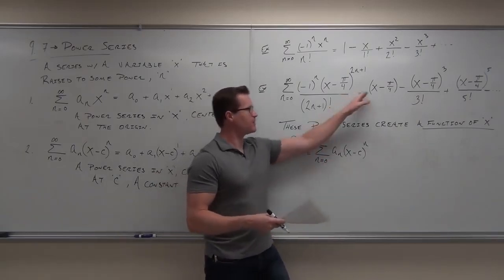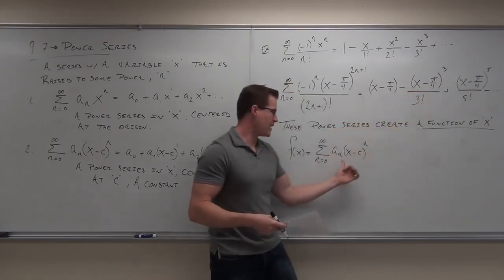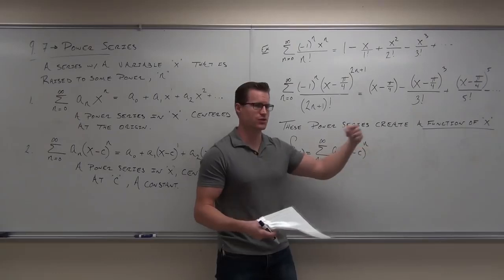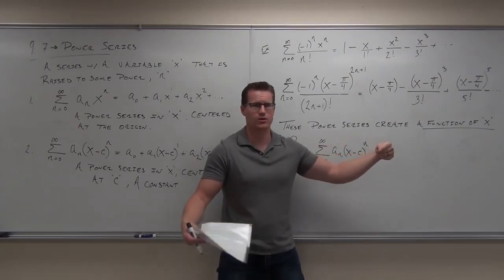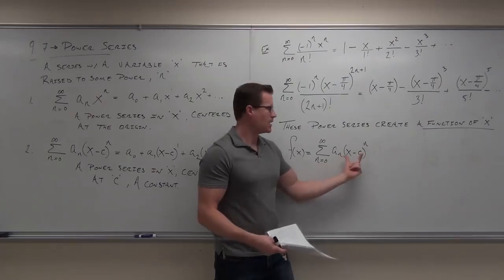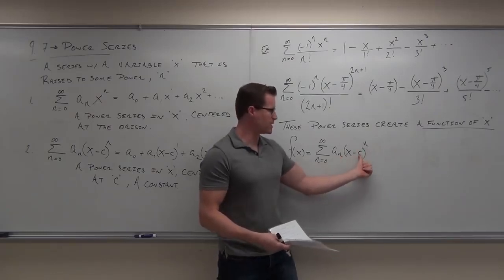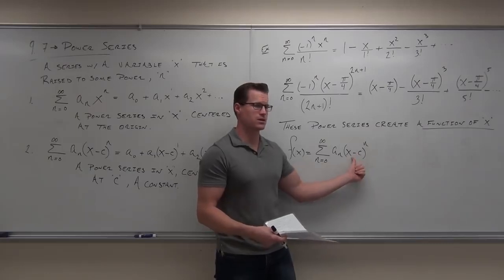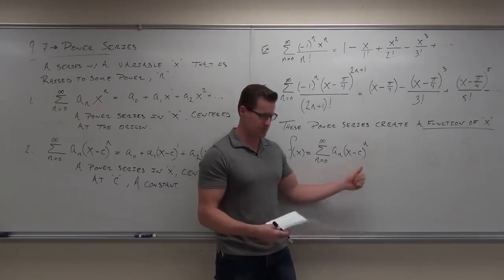If this thing is a function of x, and we already said it was, because what happens is a sub n is going to be a constant number for every individual term, and when I put 0 or 1 or 2 or 3 or 4 or 5 or whatever into my n, that's going to be a constant. This, of course, is going to be a variable. So I'm going to get a function in terms of whatever my variable here is. It's going to be a function in terms of x.